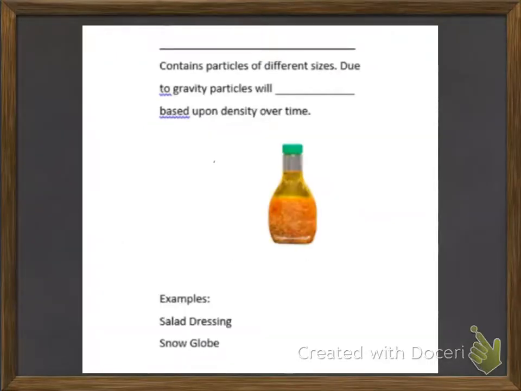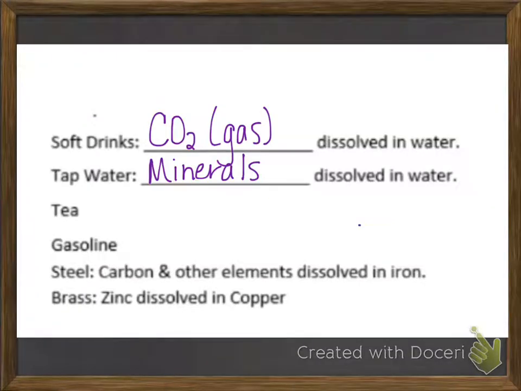Let me go back. Sorry. Tea, gasoline, and believe it or not, steel, which is carbon and other elements dissolved in iron, and brass, which is just a combination of zinc dissolved in copper. But they're not being chemically bonded. One is just dissolved inside the other.